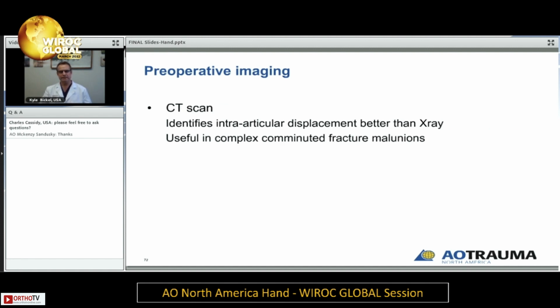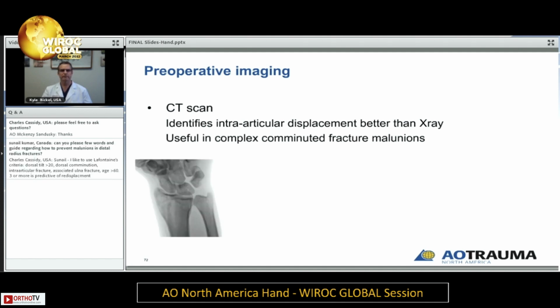In my hands, CT scan is a critical element in evaluating almost every malunion that I'm considering reconstructing. The plain films often belie the three-dimensional nature of the deformity, and the CT scan can give you a roadmap for reconstruction. It identifies intra-articular displacement much better than X-ray, and it's very useful in complex fractures where we have multiple displaced fracture fragments that have healed.